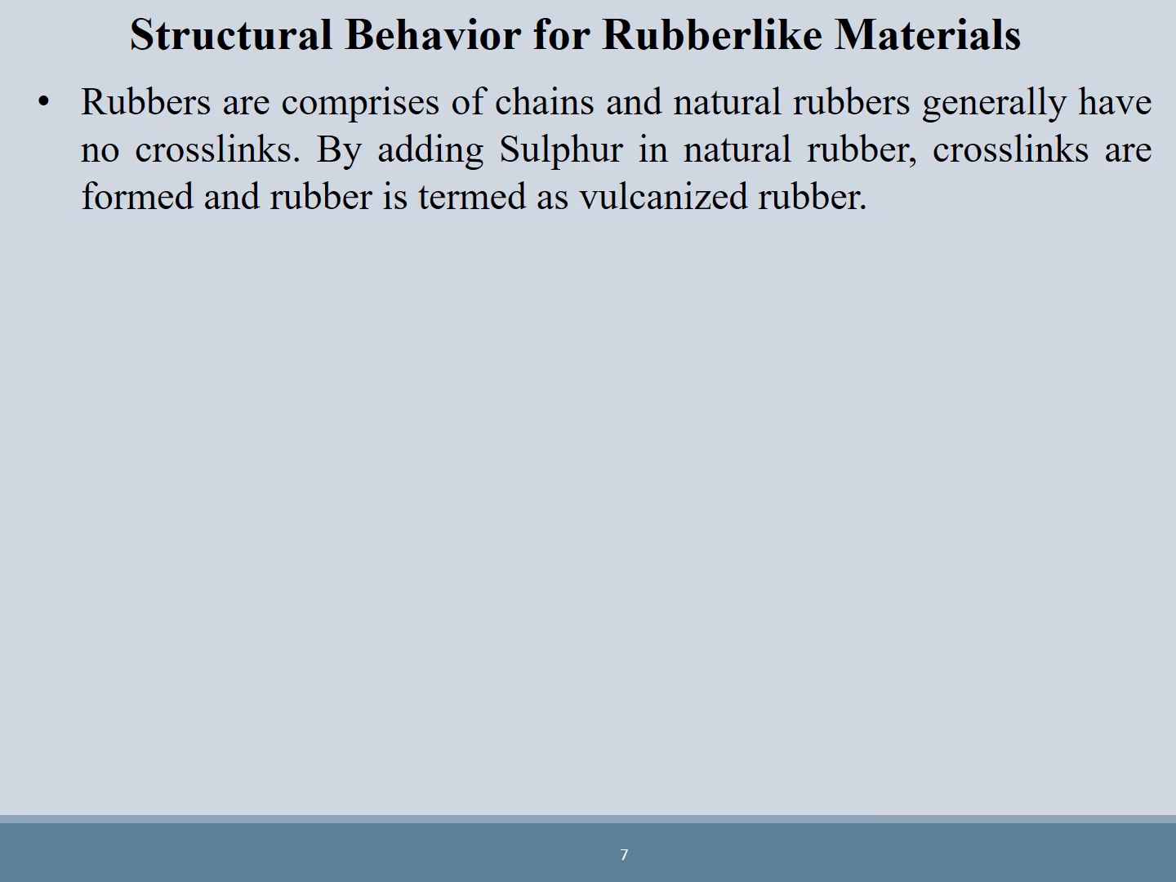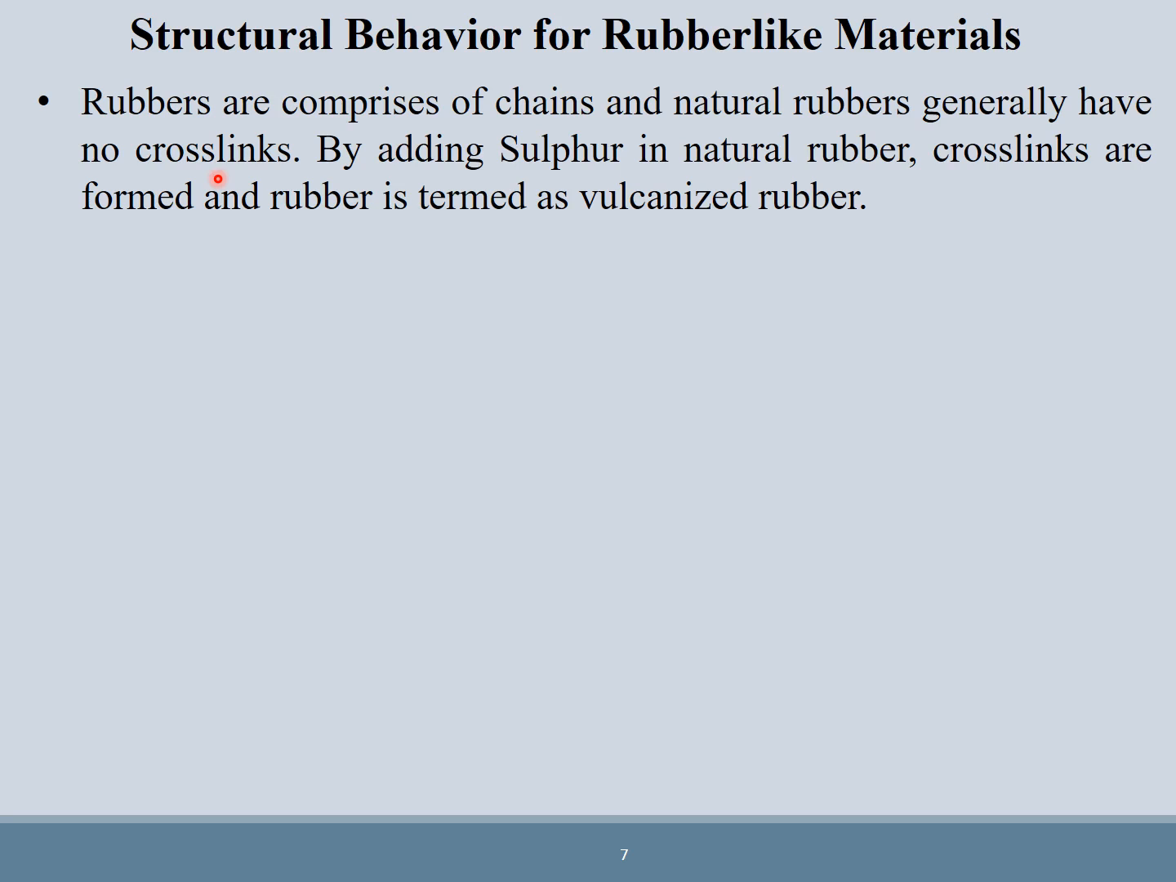Now, structural behavior for rubber-like materials. As I've explained, rubbers are composed of chains, and natural rubbers generally have no cross links. You know that chains means like a thread. We have multiple chains or multiple threads inside the rubbers. Natural rubbers have these chains, but they have no cross links. So what do we mean by cross links? Cross links are basically chemical bonds.